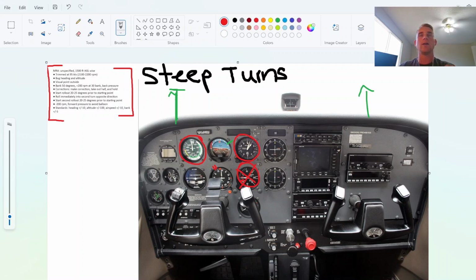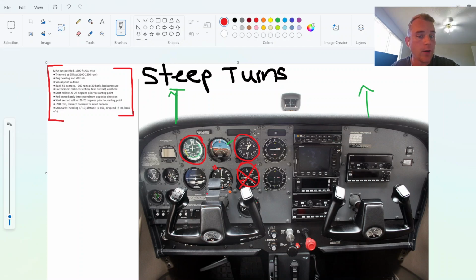But the biggest thing here is that as you go to that other side, you have to maintain a little bit of forward pressure. Otherwise, you're going to balloon up. Okay, so it looks like this. You bank, and then you come back around to the other side, and then you go wings level, and then I go to left, and I push down just a little bit, and then I start my bank.